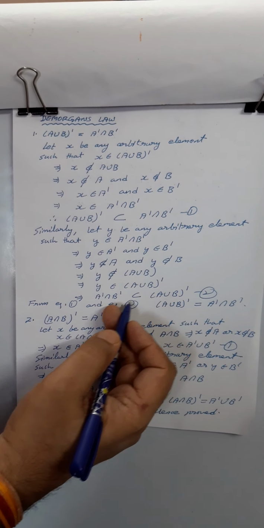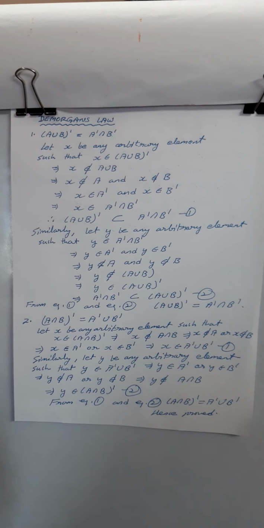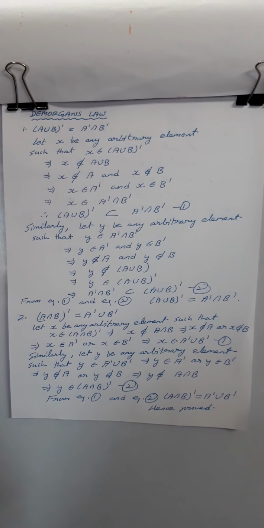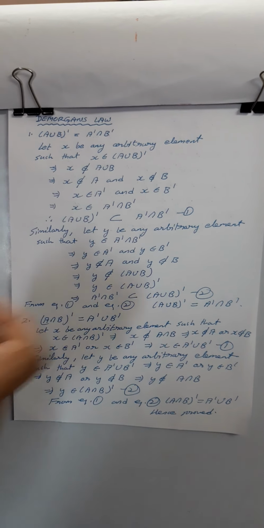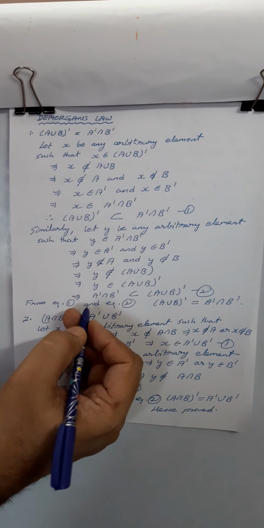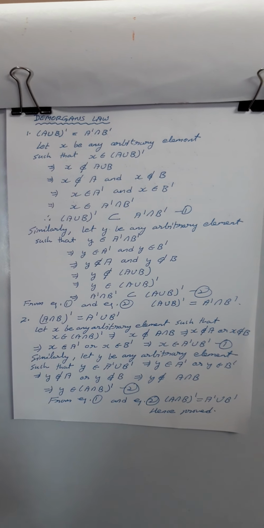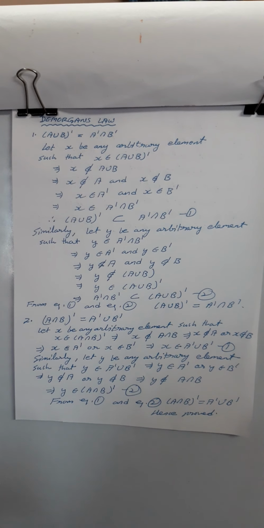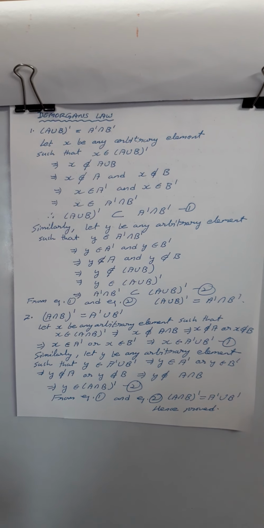So by this I am able to prove that the complement of A intersection the complement of B is a subset of the complement of A union B. So from equations 1 and 2, this is a subset of this and this is a subset of this. When we have proved LHS is a subset of RHS and RHS is a subset of LHS, therefore these two sets are equal.